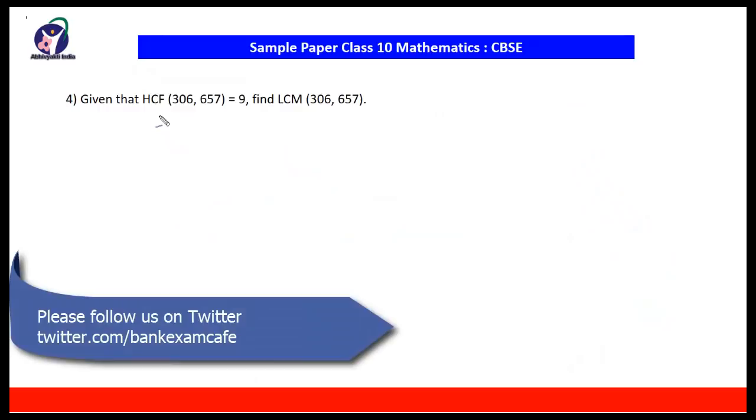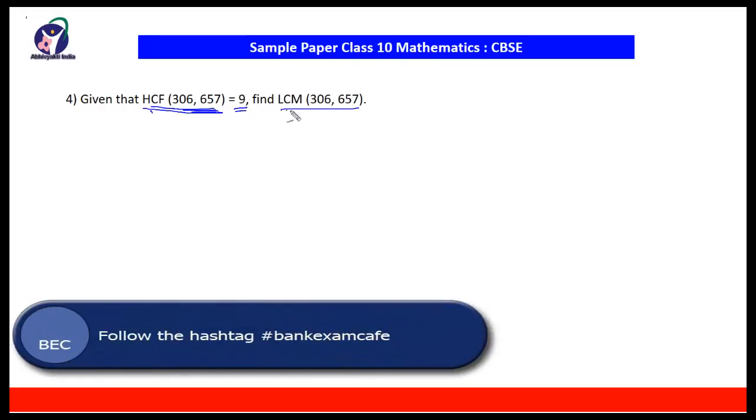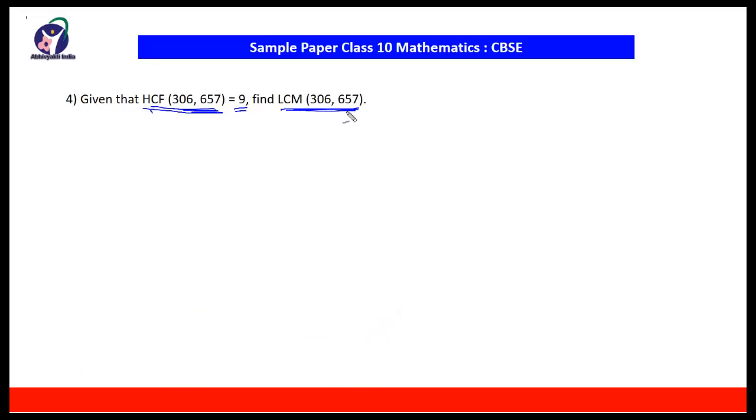Now here is the next question. Given that HCF of 306 and 657 is equal to 9, find the LCM of 306 and 657. Here we know that the product of the HCF and the LCM of two numbers will be equal to the product of the two numbers. Let the two numbers be A and B.